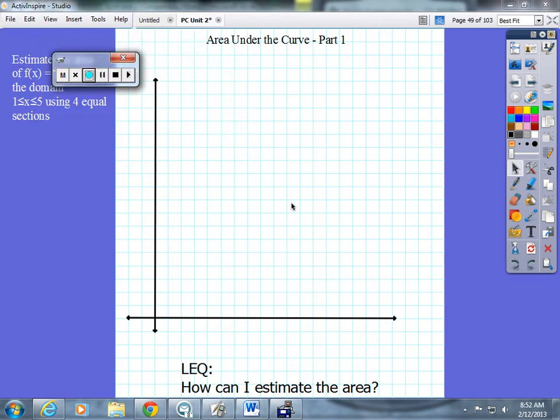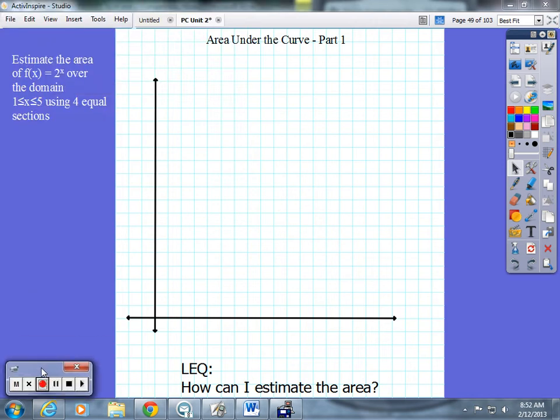Okay, here we go. Area under the curve, part 1. This would correspond to lesson 2.3.1 in your book. And we're going to begin with a problem here.